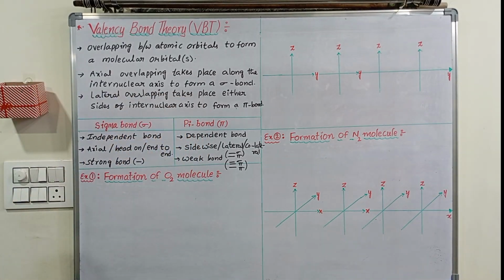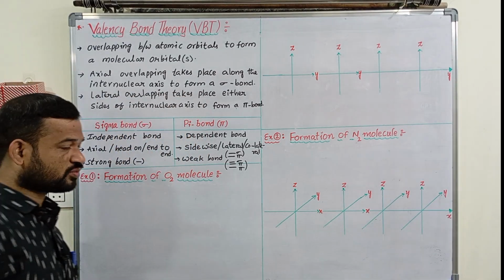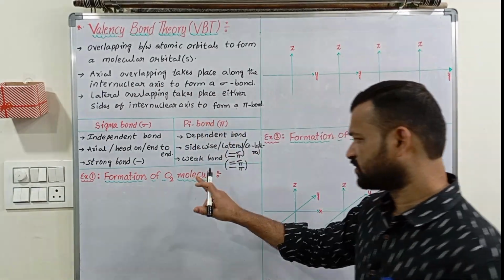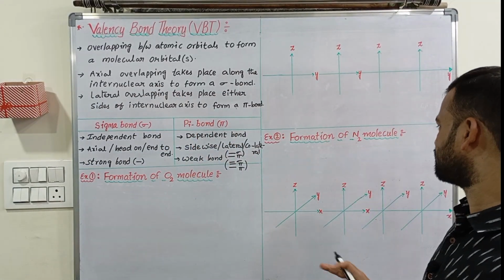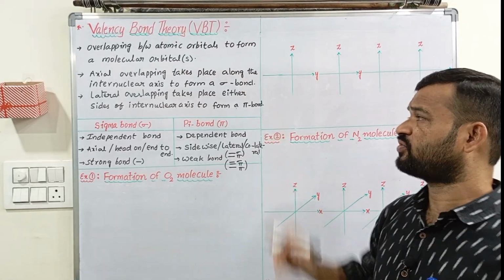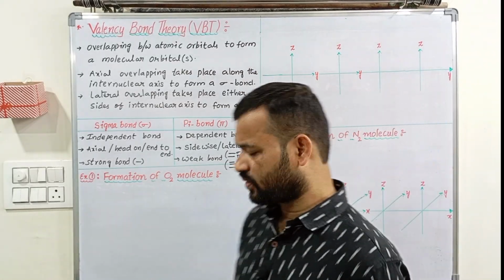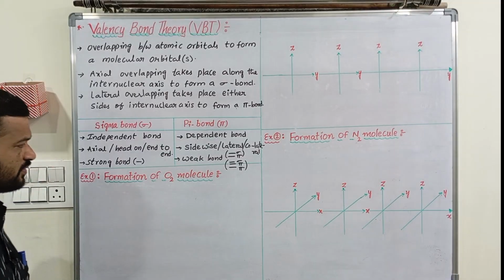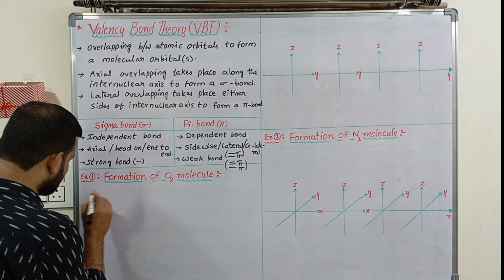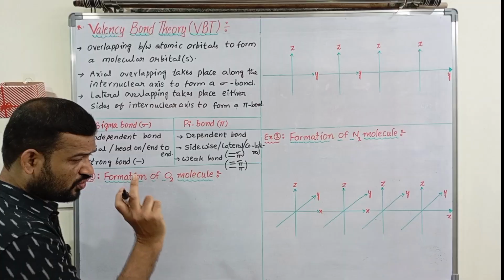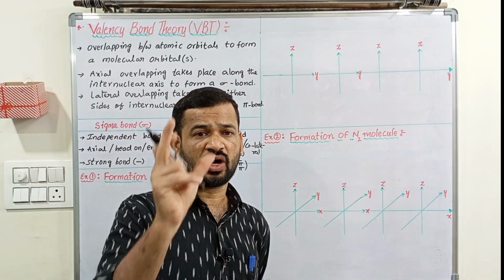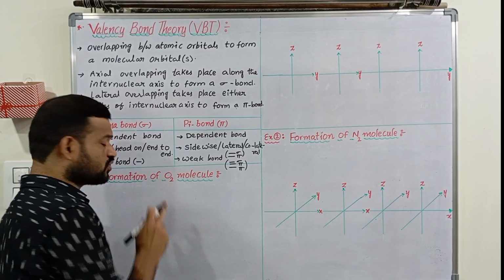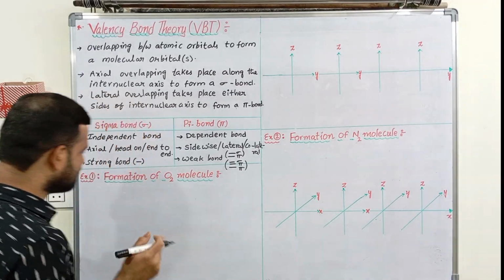Okay, next, formation of O2 molecule. It is very important. We can expect formation of O2 molecule and formation of N2 molecule as per VBT theory. So first, formation of O2 molecule. Here, overlapping will occur between two oxygen atoms to form an O2 molecule. How does it form? Now we will see.